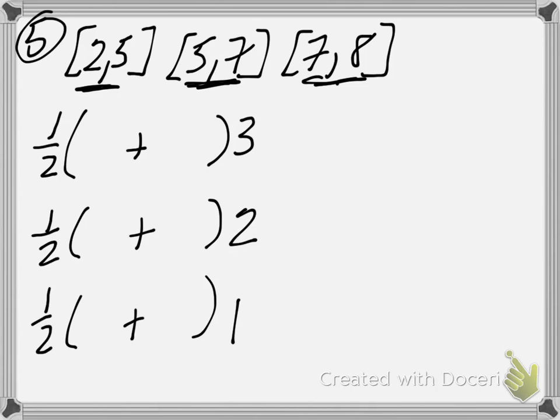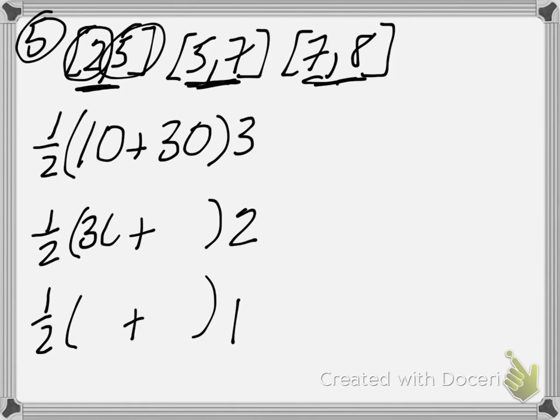So base 1 is going to come from when it's 2. So you look at your table, and when it's 2, it's 10. The next base is when x is 5, which gives us 30. Remember, you're just going to carry that over. Okay, so now we're on the next interval.